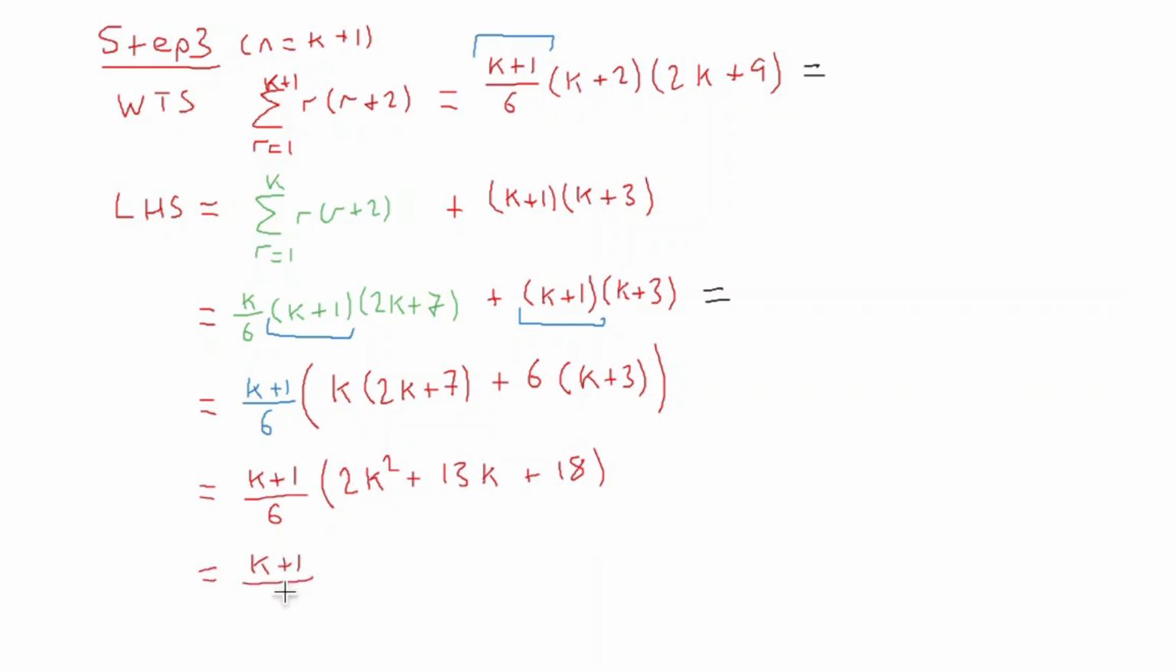Which is (k plus 1) over 6 times, factorizing this, I'm going to have one bracket with 2k and one bracket with k. Multiply to make 18 means I'm probably dealing with 2 and 9, and they need to add to make 13. Well, 2 times 2 plus 9 would give me the 13, so I factorize it like that. And then I notice that this is actually exactly what I wanted to show. That is indeed the right-hand side. So I've shown what I wanted to show is true.